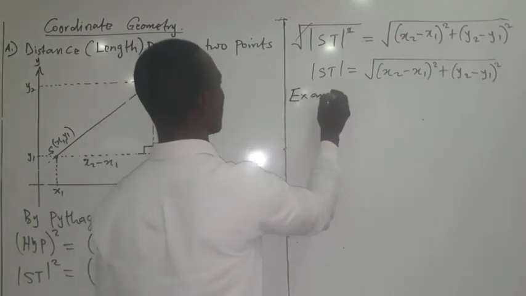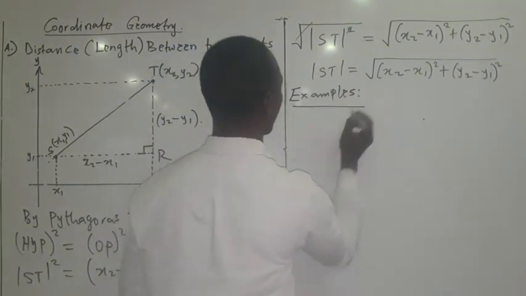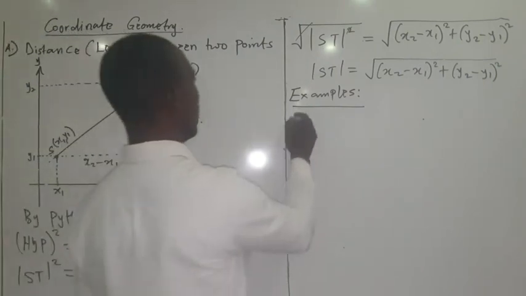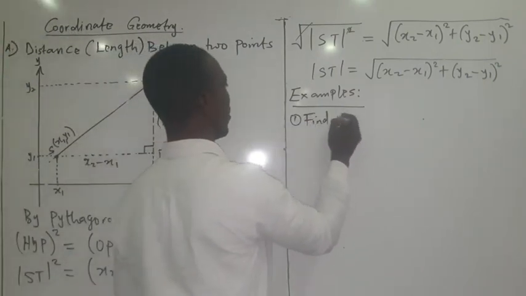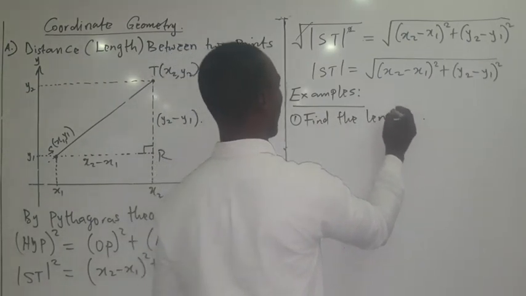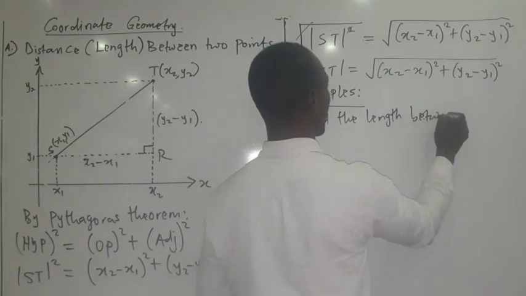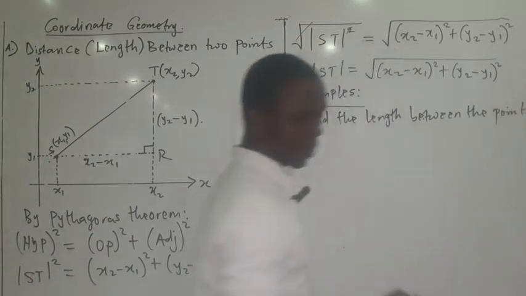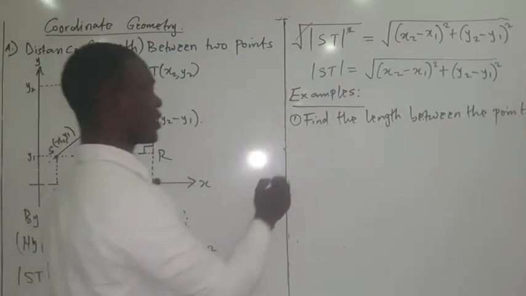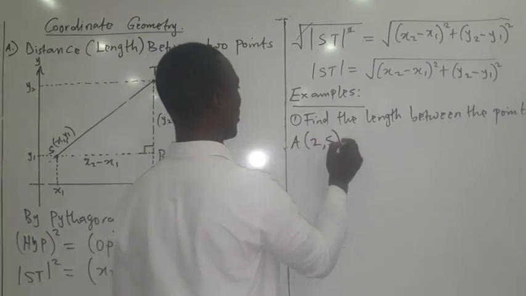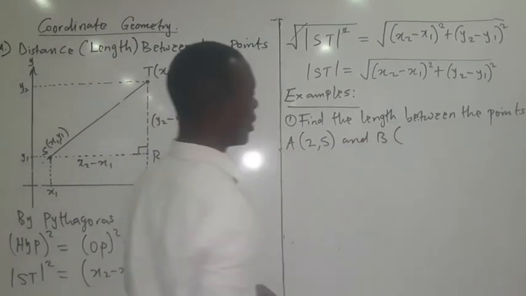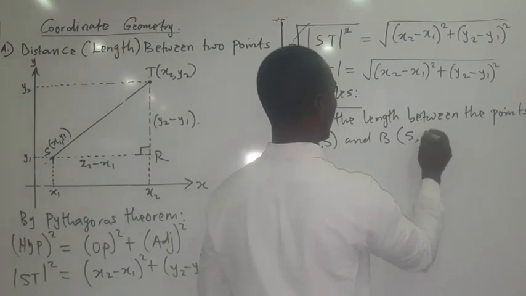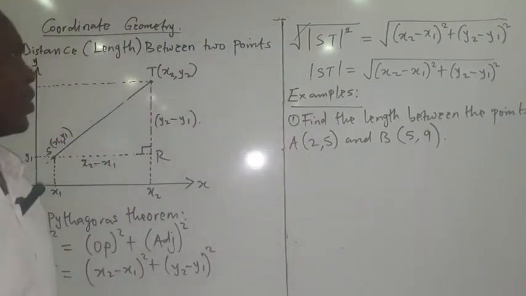The first question says, find the length between the points A of coordinate 2, 5 and B of coordinate 5, 9. So we are asked to find the length between these 2 points.